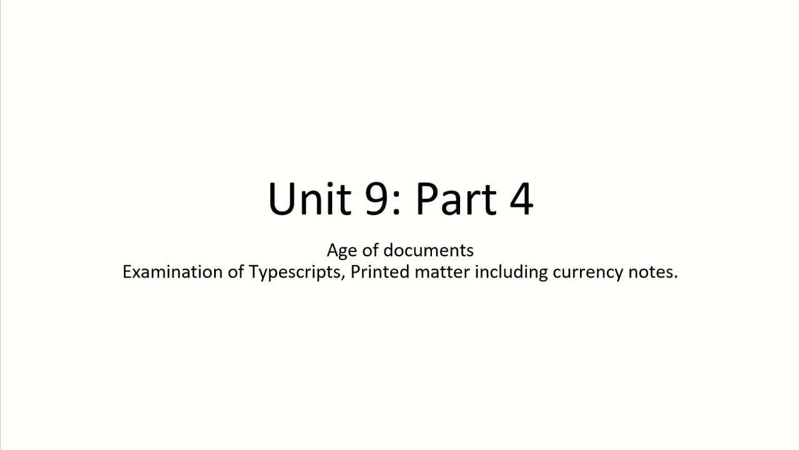Hello everyone, this is part 4 of Unit 9 UGC NET JRF Forensic Science. In this part, we will discuss the age of documents, examination of typescripts, and printed matter including currency notes.